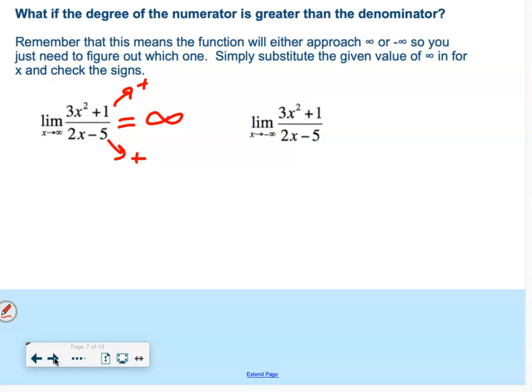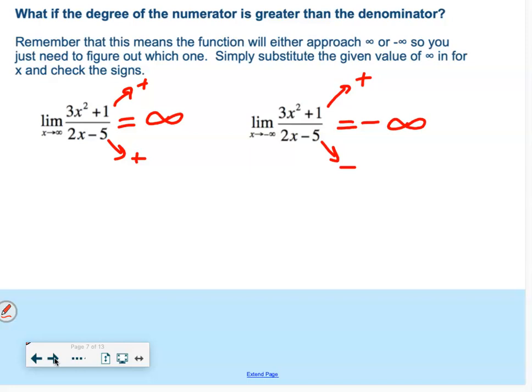Let's look at the negative now. What's 3 times negative infinity squared plus 1? Is that going to be a positive or a negative? Positive. What about 2 times negative infinity minus 5? Negative. That's going to be a negative. Positive over a negative is a negative. This guy's going to negative infinity. This is one of those functions that's going to point down on this end and point up on that end, right? With some stuff happening in the middle.